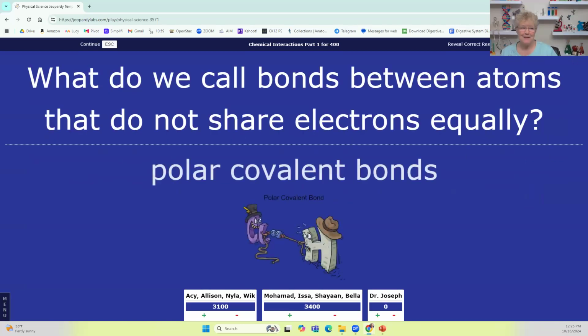Polar covalent bonds. Remember, they're covalent because they're sharing. They're cooperating with their valence electrons. So they're sharing those electrons, but one of them's pulling harder. They're called polar because that pulling makes this one a little bit more negative and this one a little bit more positive. That's what we call having poles, kind of like the North Pole and the South Pole. They have a positive pole and a negative pole. So excellent job.